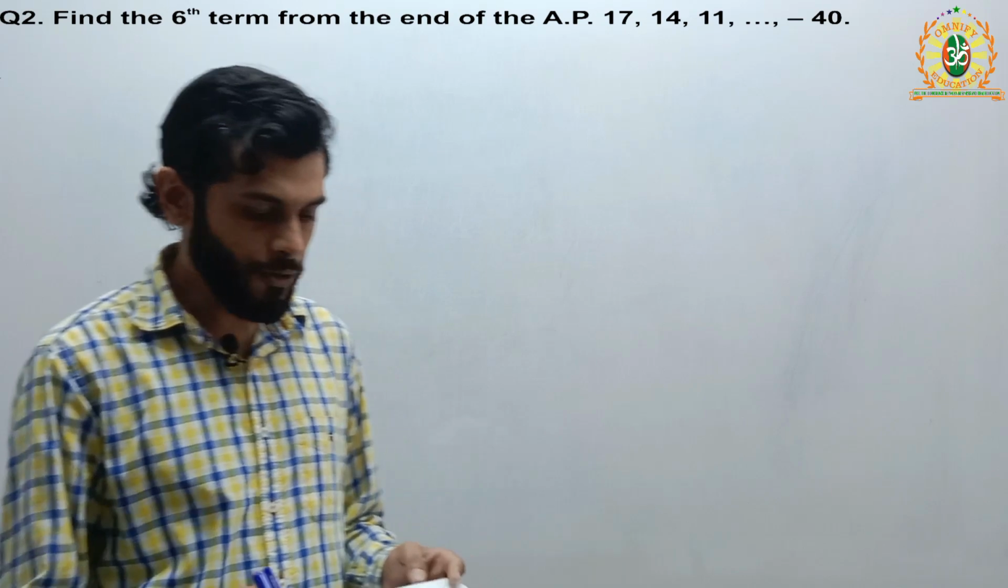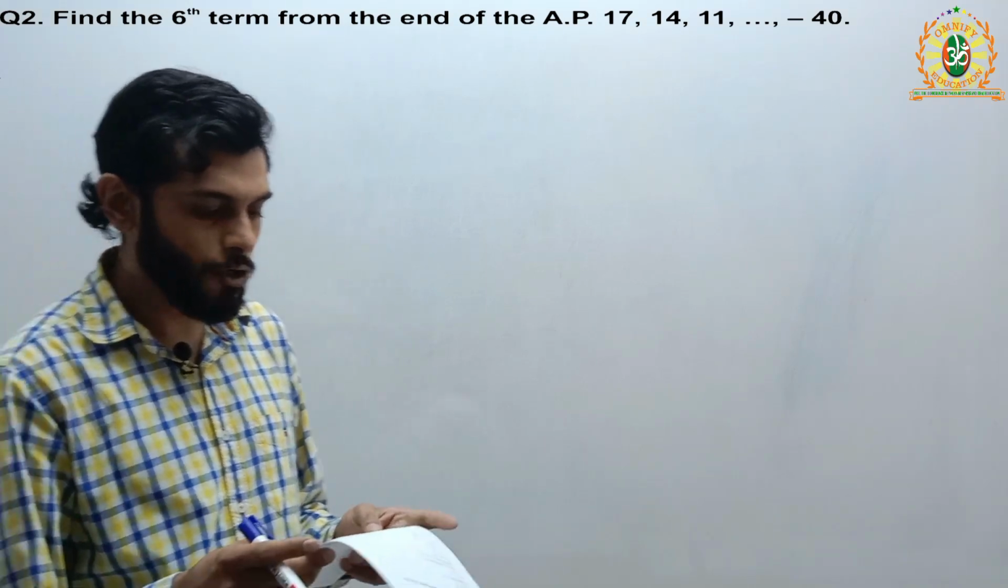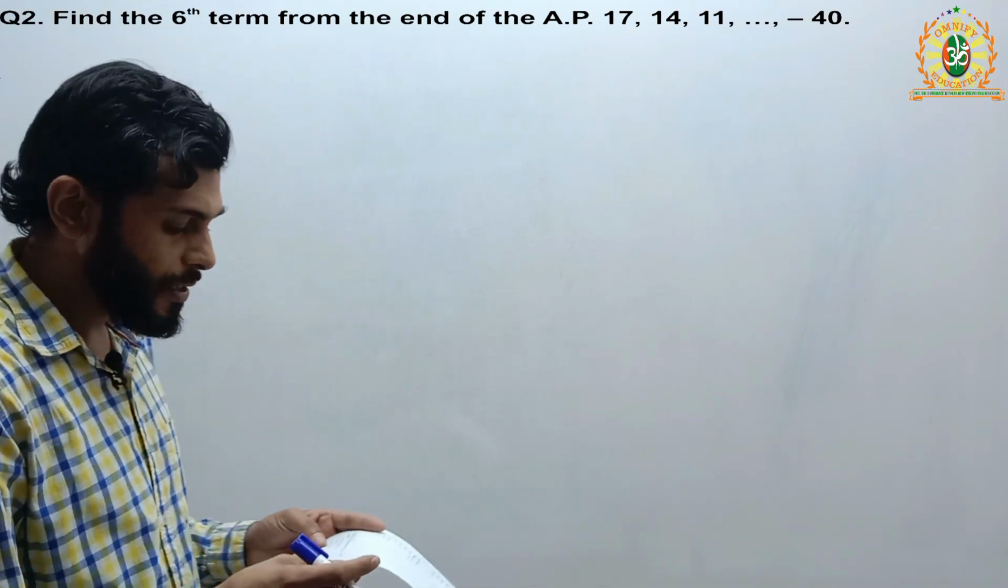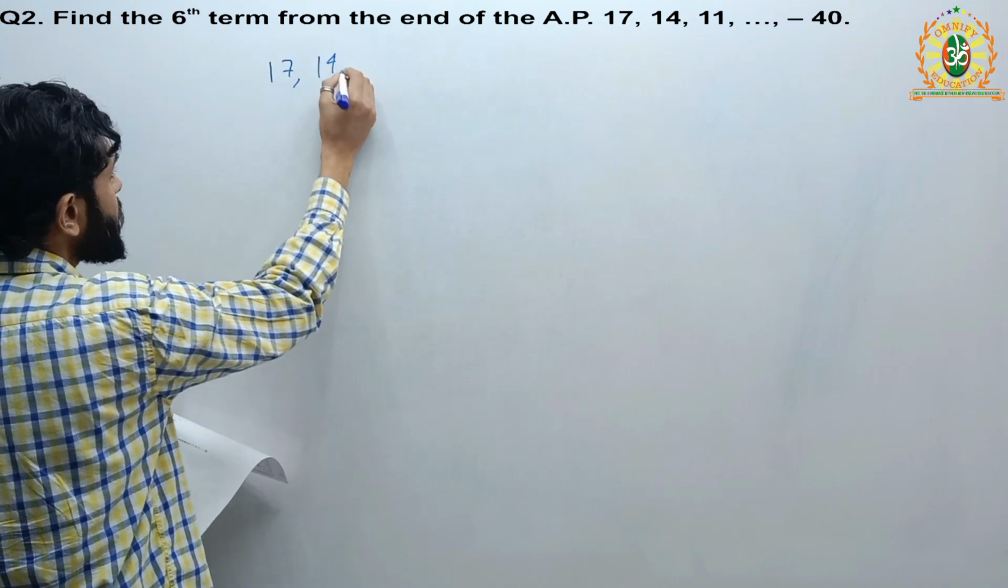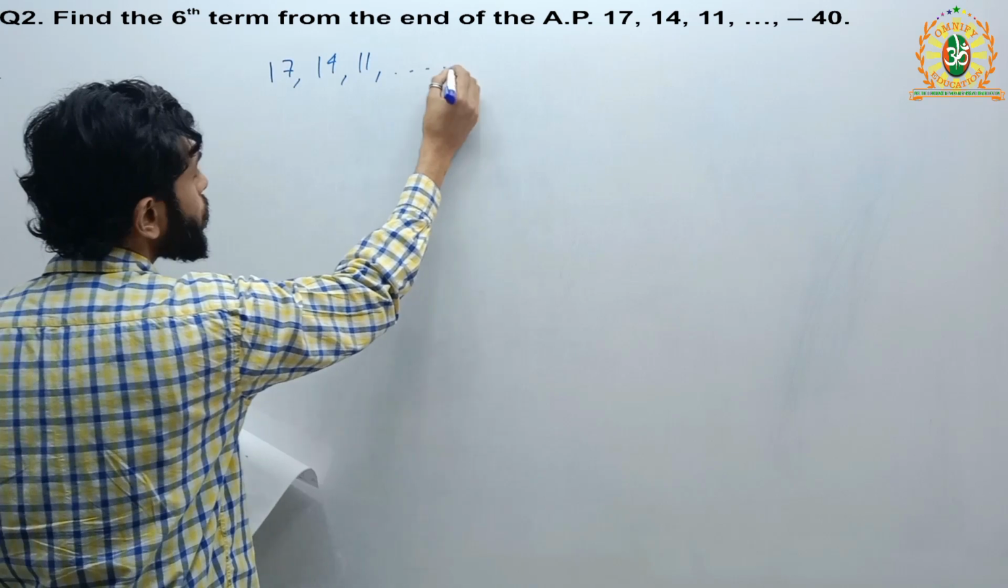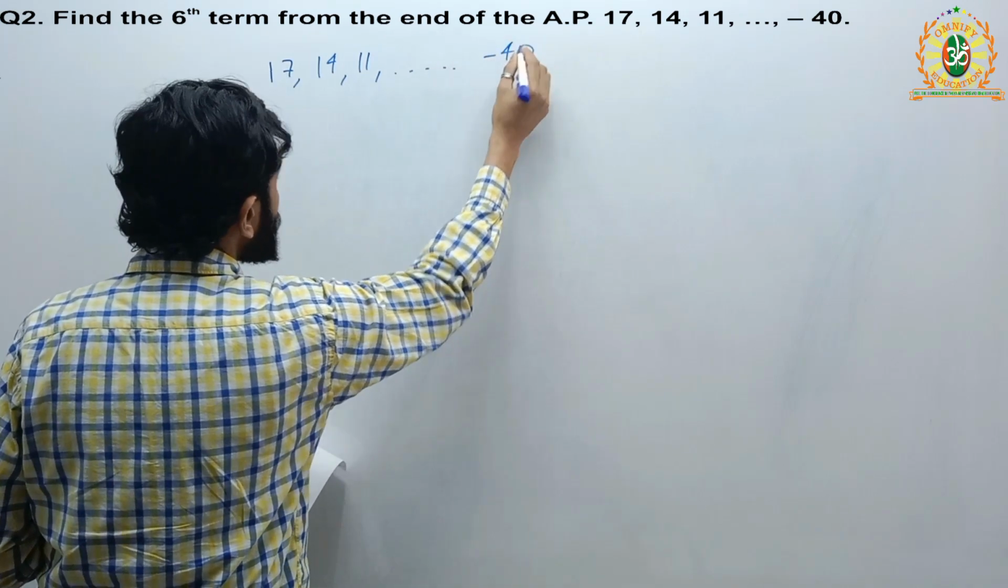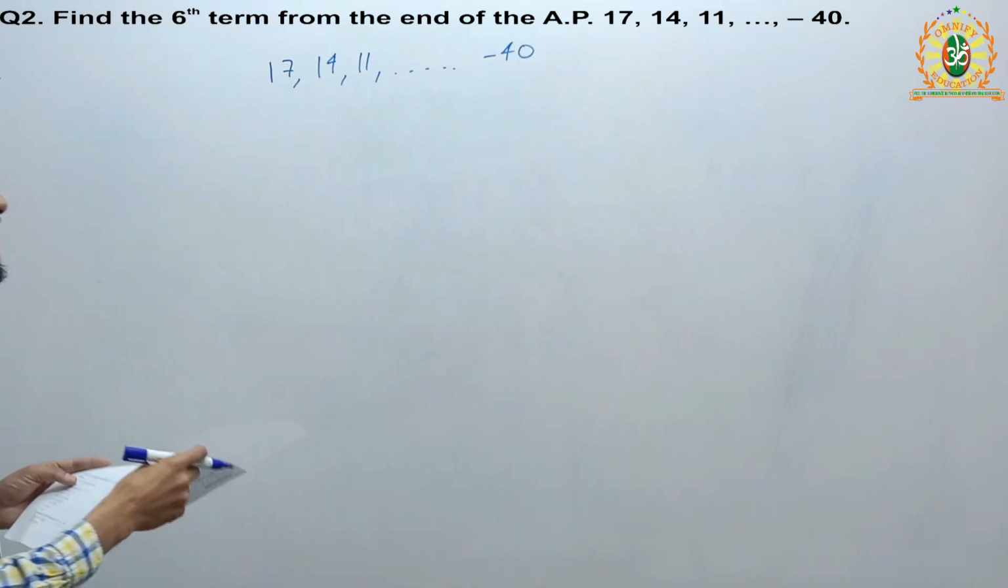Now coming on to the second question. Find the 6th term from the end of the AP 17, 14, 11 up to minus 40. So it is given the AP 17, 14, 11 and so on to minus 40, and you have to find its sixth term from the end.